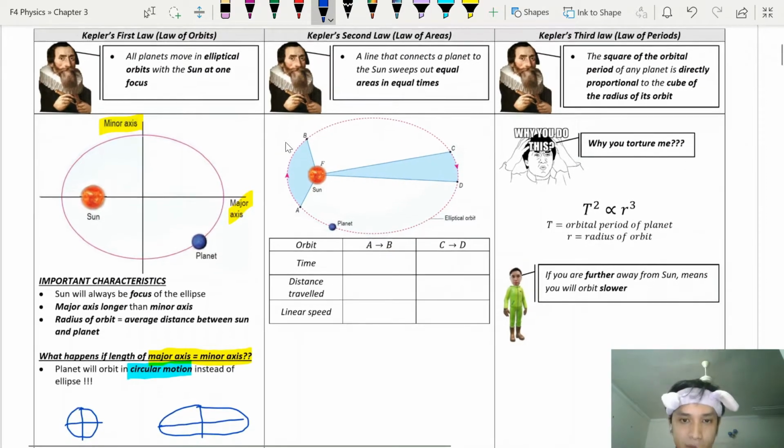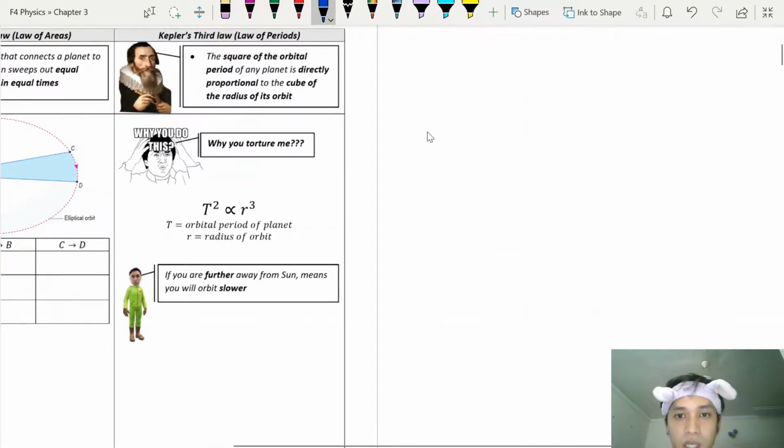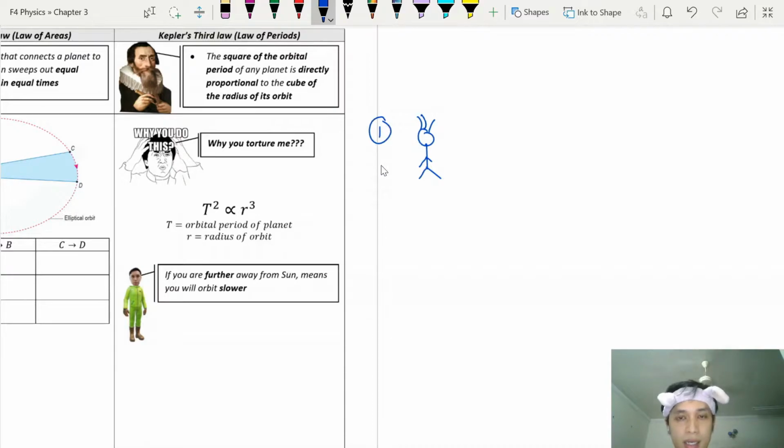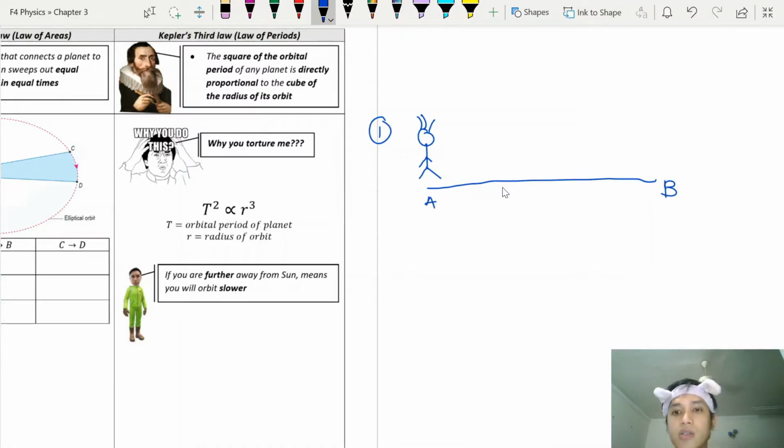But before I show you this, let me show you a simple analogy. This is me and my stickman. This is situation number one. Let's say I'm traveling from point A to point B, for example. The total amount of travel time is, let's say, 10 seconds. This is situation 1.